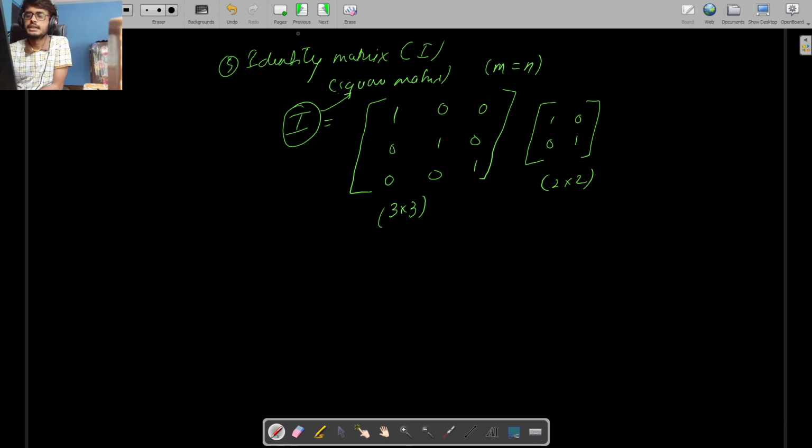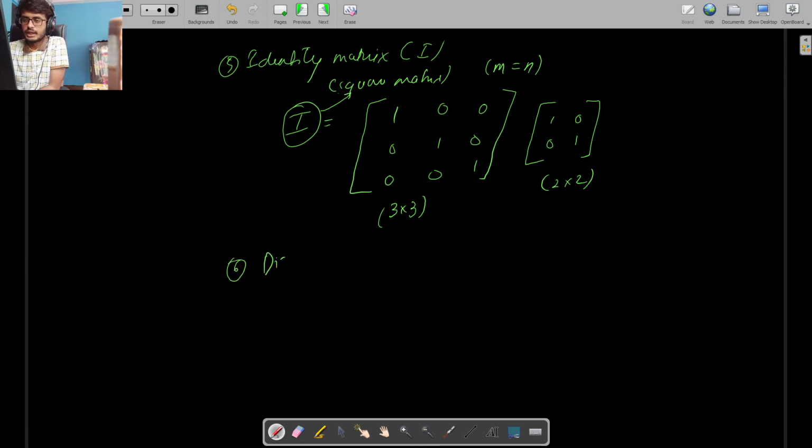So this is the identity matrix. Just remember, identity matrices are nothing but square matrices whose diagonal elements are all 1. The main diagonal elements are always 1 and the remaining elements are always 0. So this is an identity matrix.